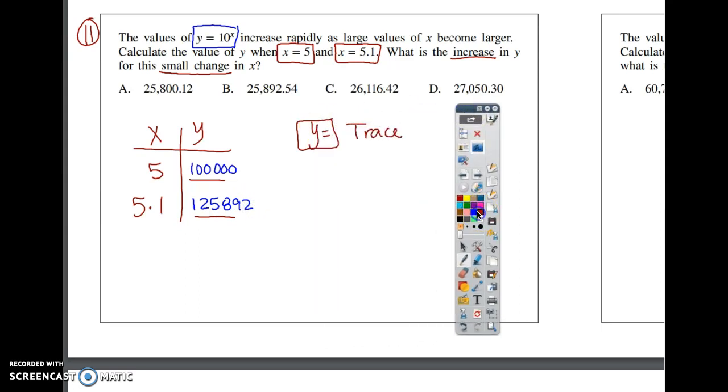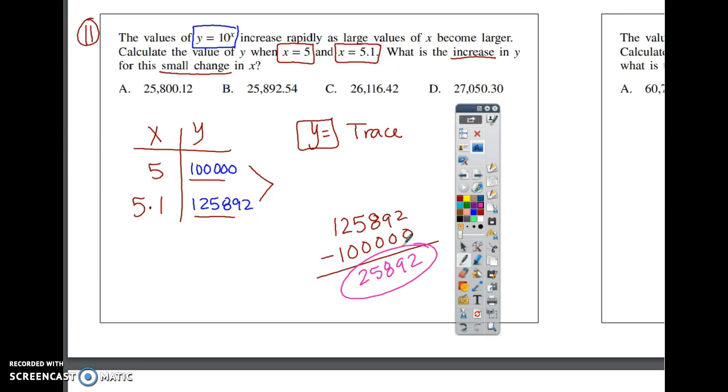It's asking for the difference, what happened from here to here. So you're going to have to subtract 125,892 minus 100,000. What's the difference? Okay? And then you go look for it up there. And the answer is B. Okay? That was the closest one. So that's how you're going to do problem number 12 as well. Go ahead and finish the whole packet, check your answers, and help each other out.